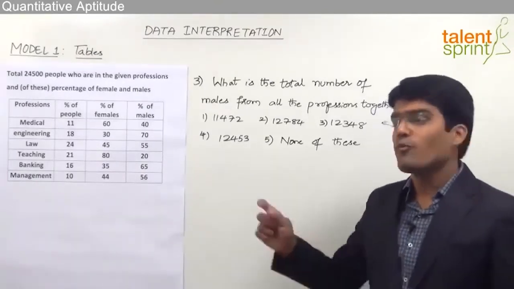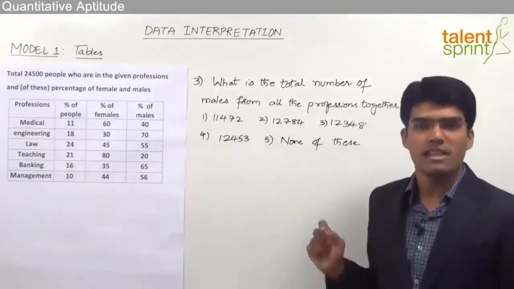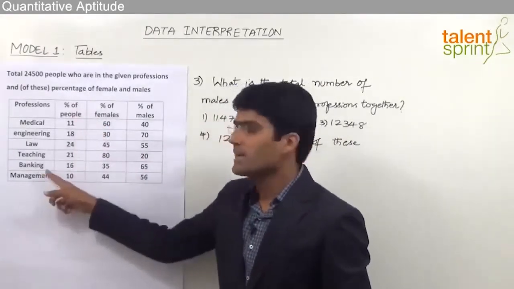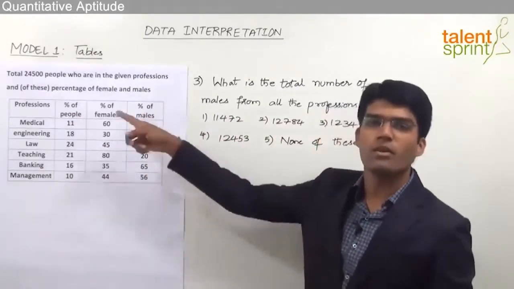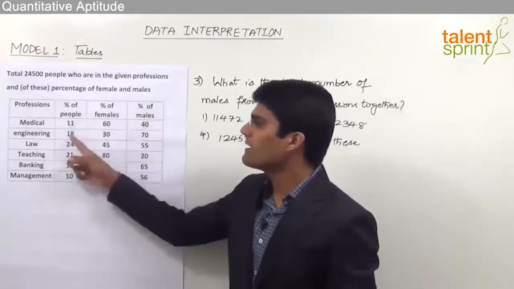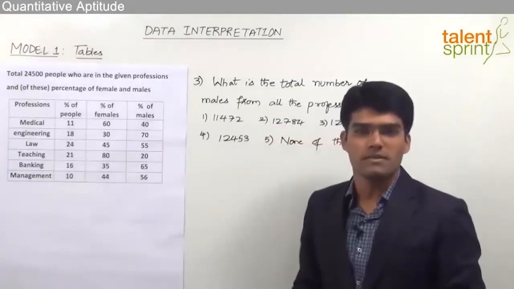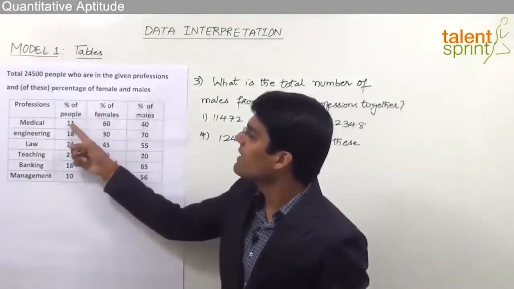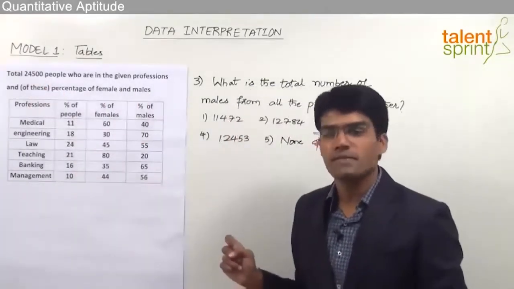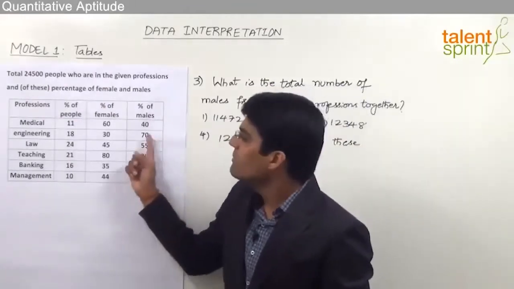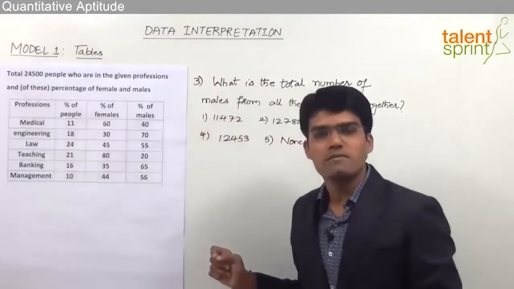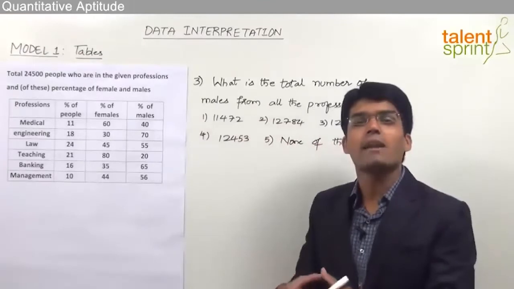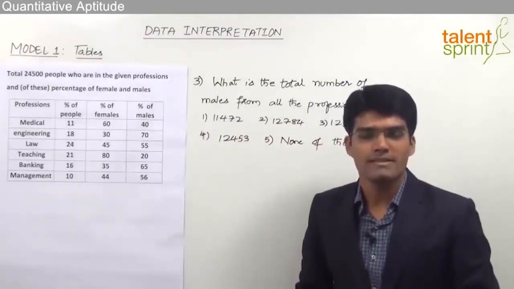We very well know how to find out the number of males for each of the professions from the given table. From the first column here, we know the percentage of people in each of the professions. And from the last one here, we know the percentage of males for each of the professions. So by using both these, we can find out the number of males in each of the professions. For example, the number of males in medical is nothing but 40% of 11% of 24,500. Number of males in engineering, 70% of 18% of 24,500. Likewise, for the remaining professions as well, we can find out the number of males and then add all these values to find out the required answer.